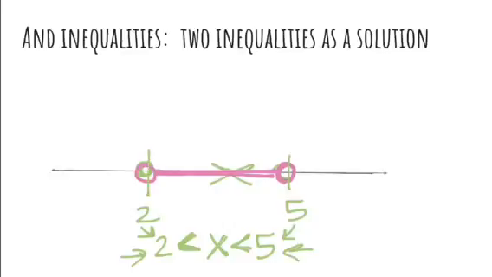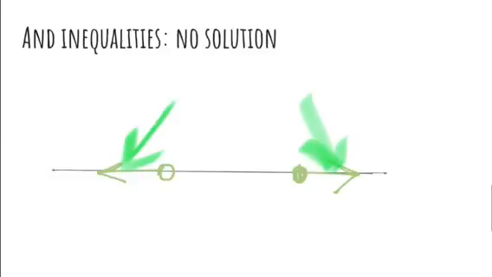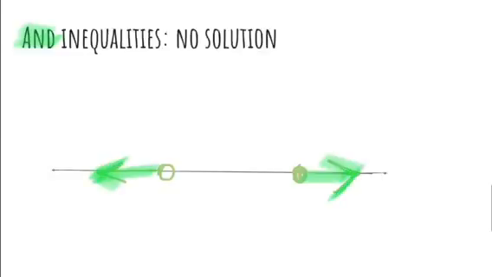Okay, let's look at the next type of solution. AND inequalities with no solution. Remember that AND inequalities have to overlap. It has to work for both. So if you've got something like this, there is no number that is here and here at the same time. That is impossible. So any AND inequality that has arrows going in the opposite direction with no overlap is no solution.